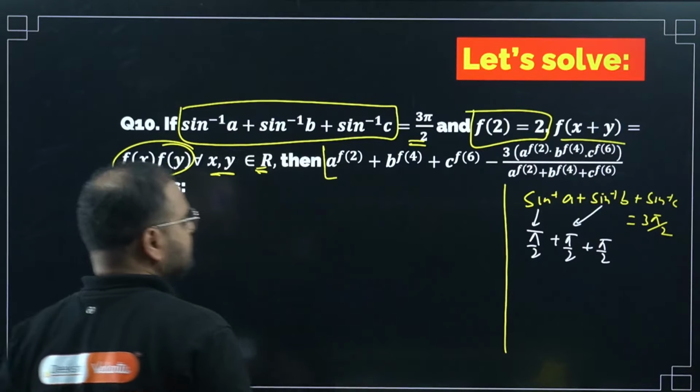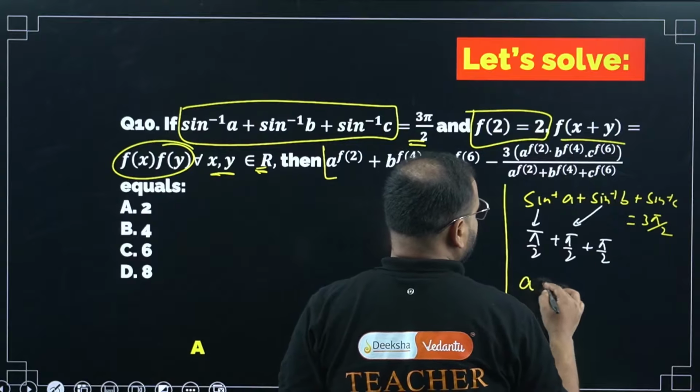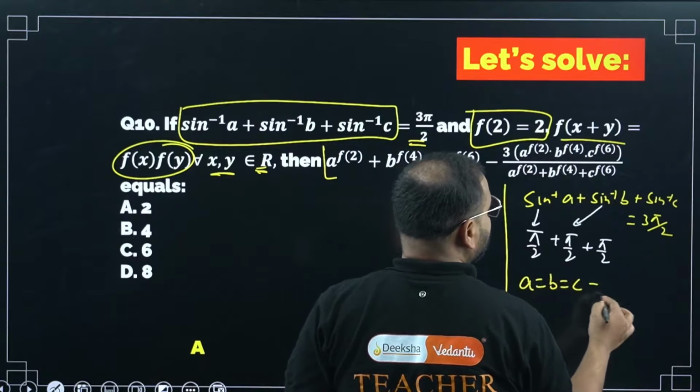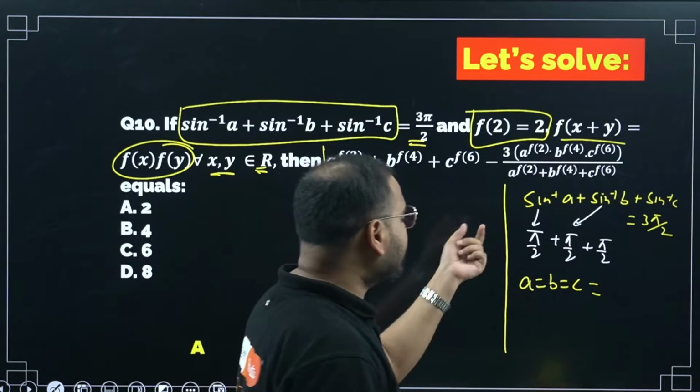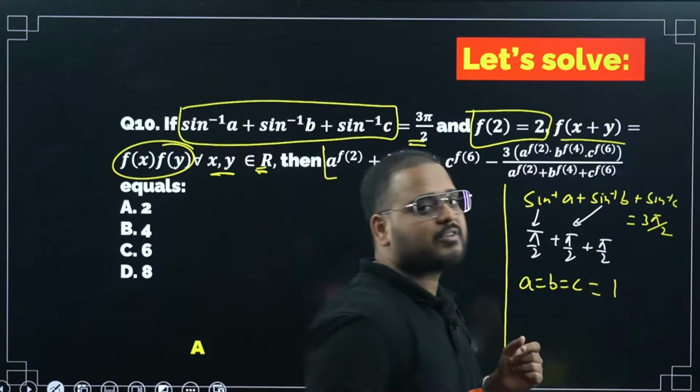And equal to what? It means A, B and C are equal, and equal to 1, because sine inverse of 1 is pi by 2.